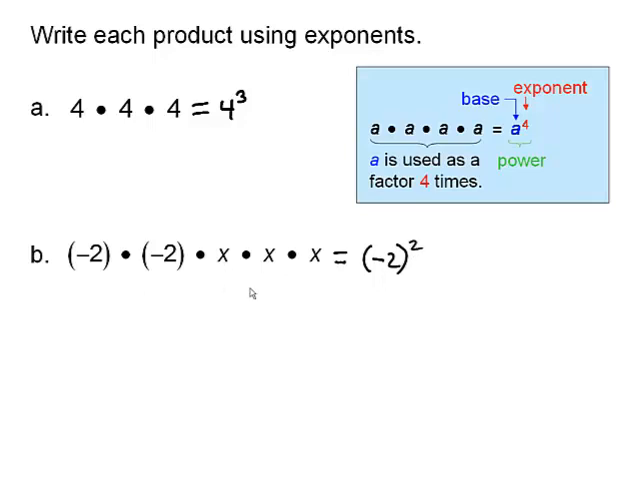Now look at the other repeated factor of x, and it's used 3 times. So we can write x times x times x as a power, x to the 3rd power. Notice the repeated factor is the base x, and the number of times it's used as a factor is the exponent 3. So the whole product in part B is represented by the product of the 2 powers, negative 2 to the 2nd power and x to the 3rd power.